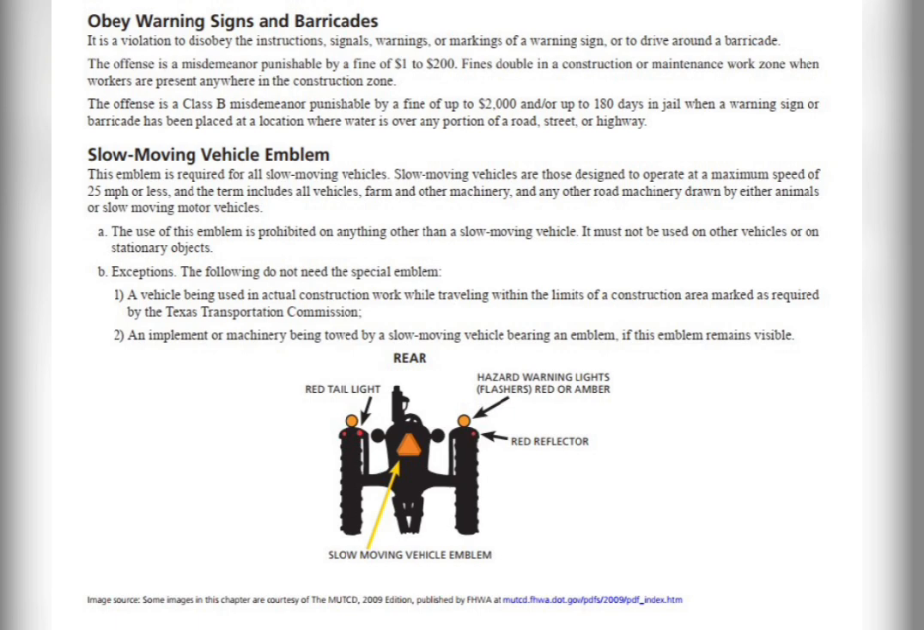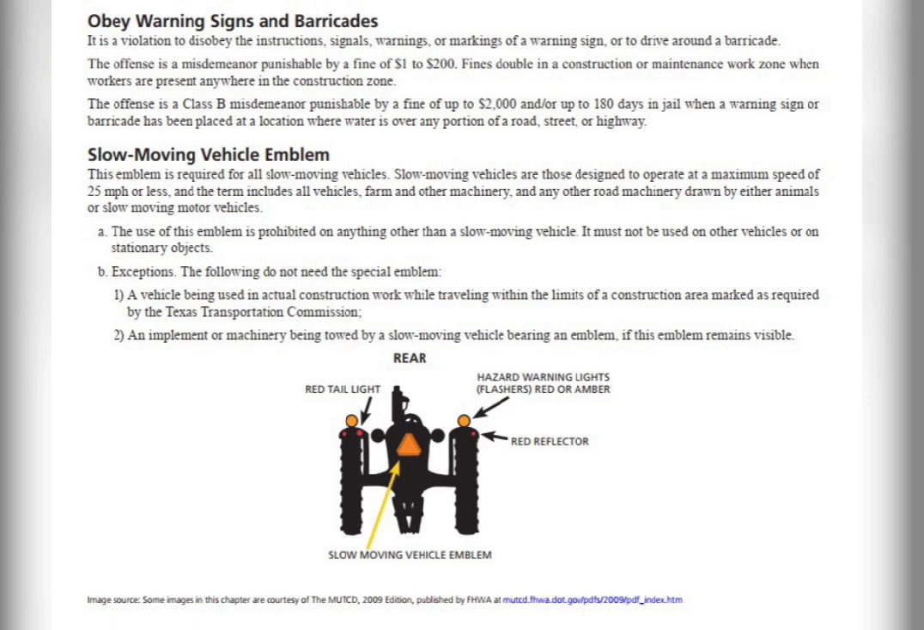The offense is a Class B misdemeanor punishable by a fine of up to $2,000 and/or up to 180 days in jail when a warning sign or barricade has been placed at a location where water is over any portion of a road, street, or highway.